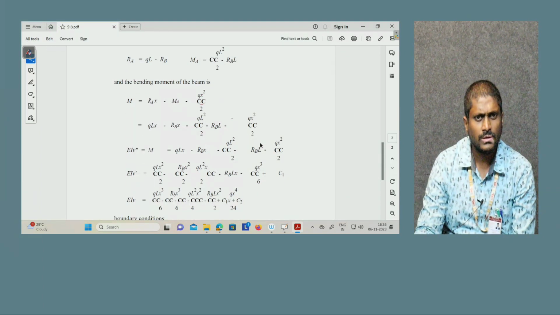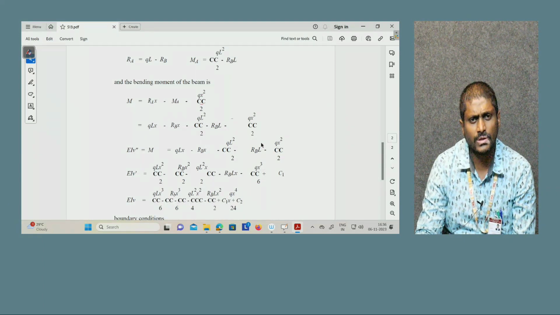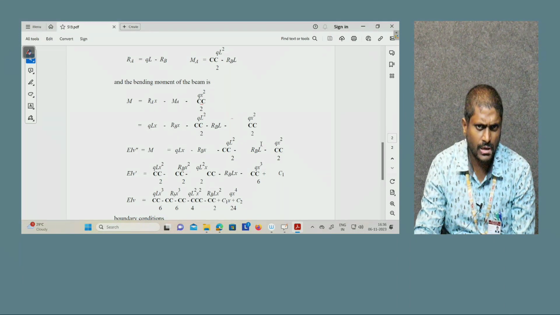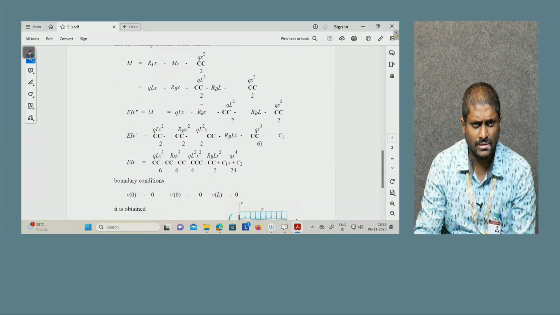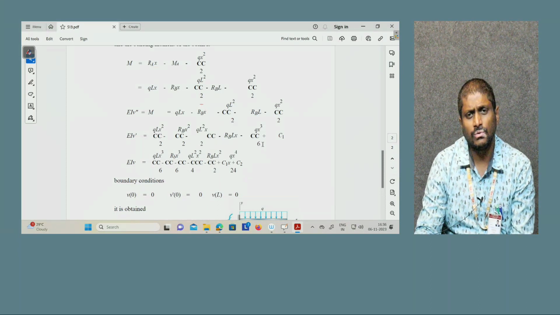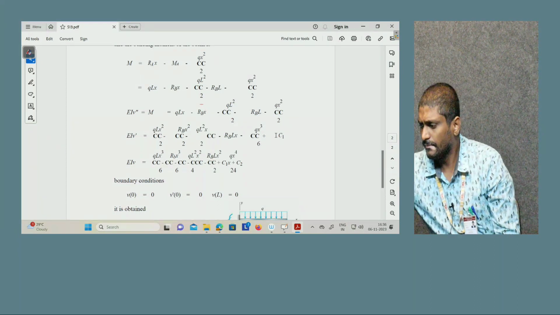Then the slope, EI v dash, equals qLx square by 2 minus RB into x square by 2 minus qL square by 2 into x plus RB into Lx minus qx cube by 6 plus C1. Then EI v equals qLx cube by 6 minus RB into x cube by 6 minus qL square into x square by 4 plus RB Lx square by 2 plus C1x minus qx to the power 4 by 24 plus C2.